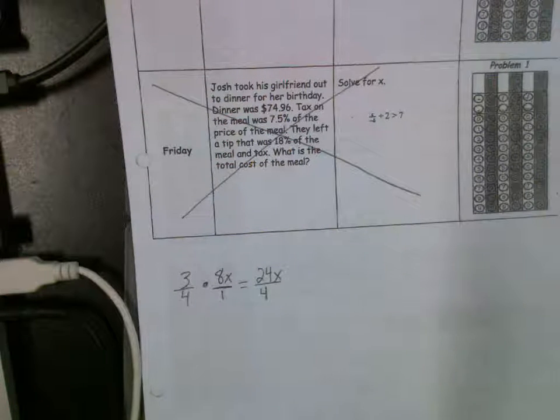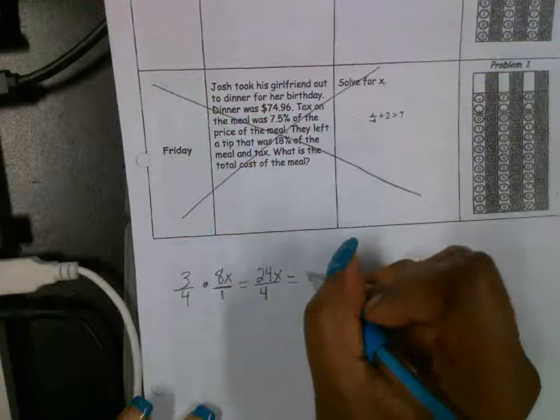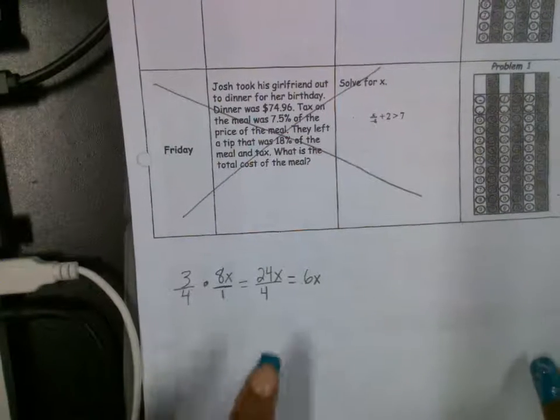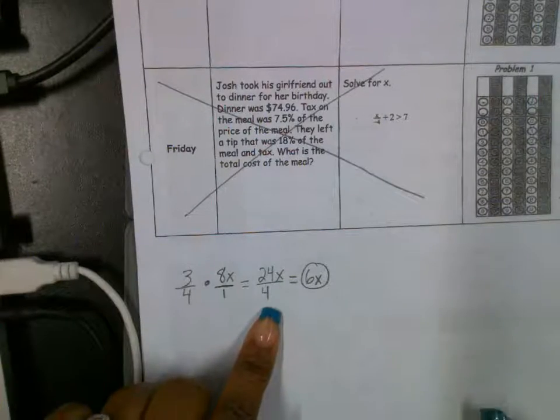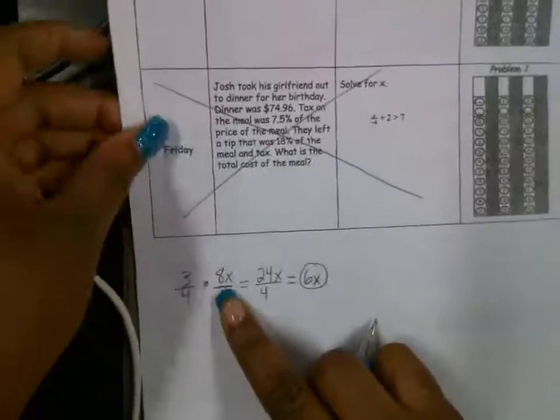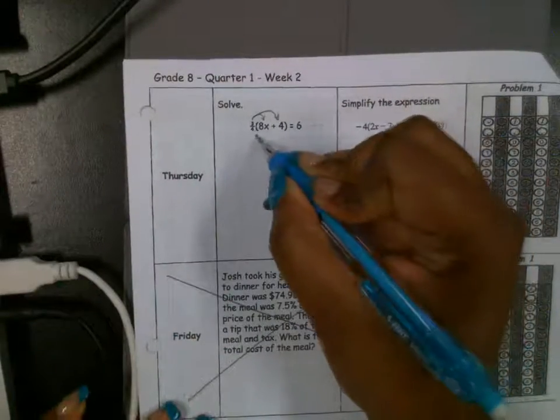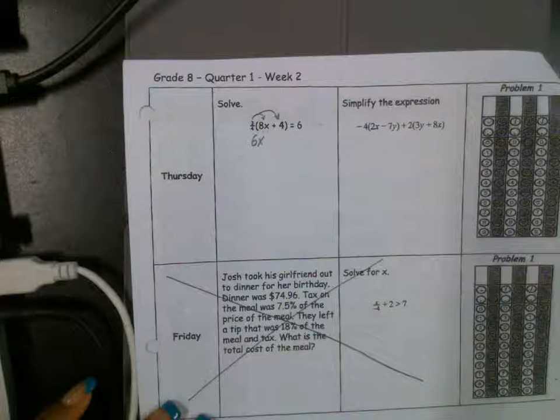So now let's simplify that. What's 24 divided by 4? What's 24 divided by 4? 6. So your answer for this one is going to be 6 what? X. So when you multiply, write this down. When you multiply this fraction times this whole number here, the answer that you're going to get under this is 6x. So you got 6x so far.